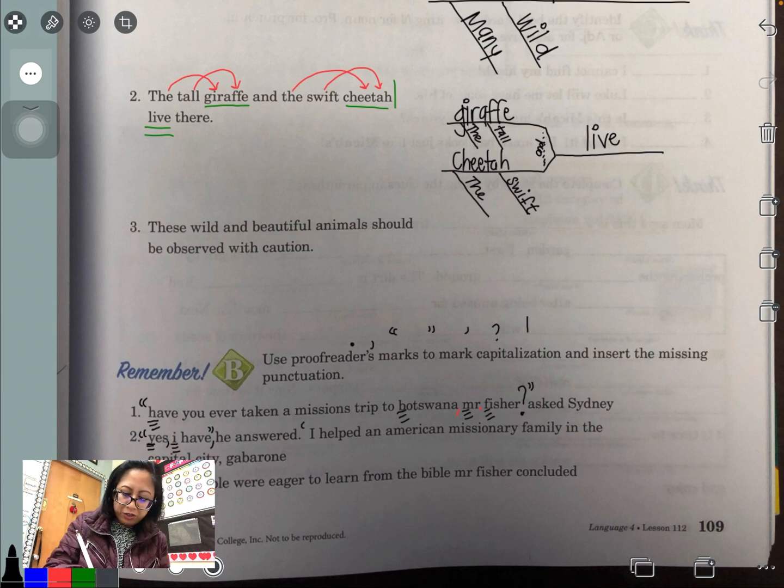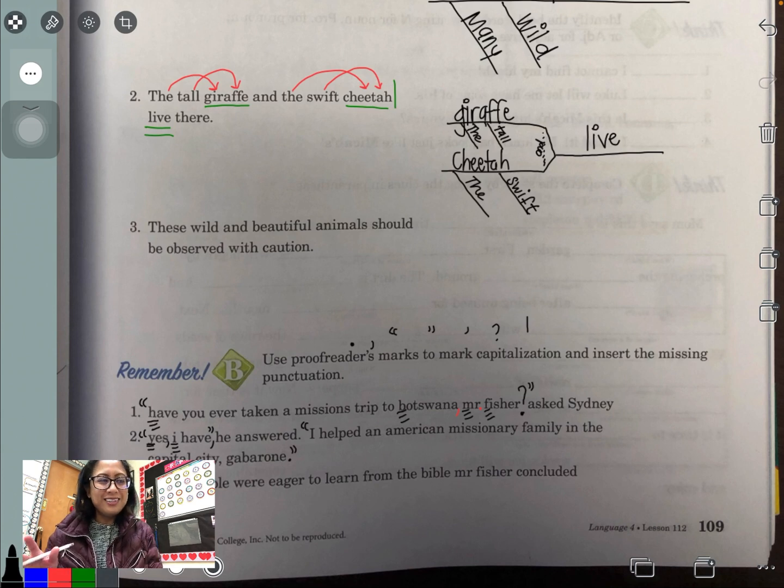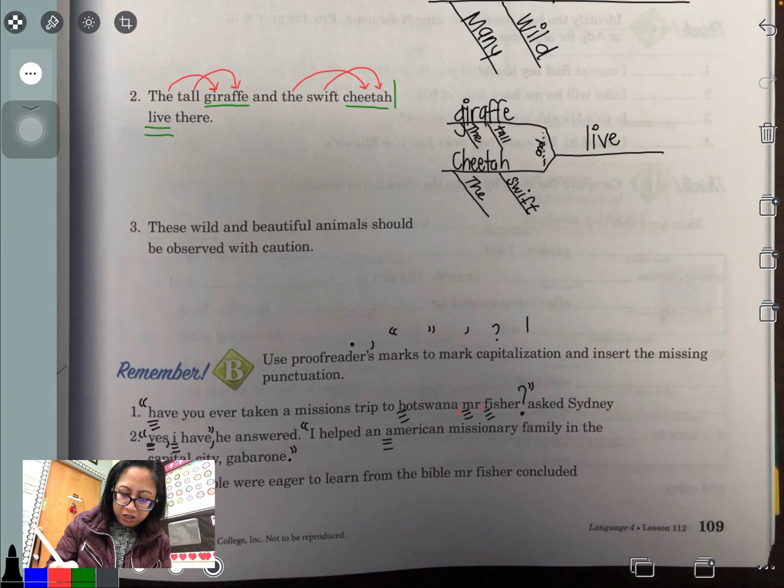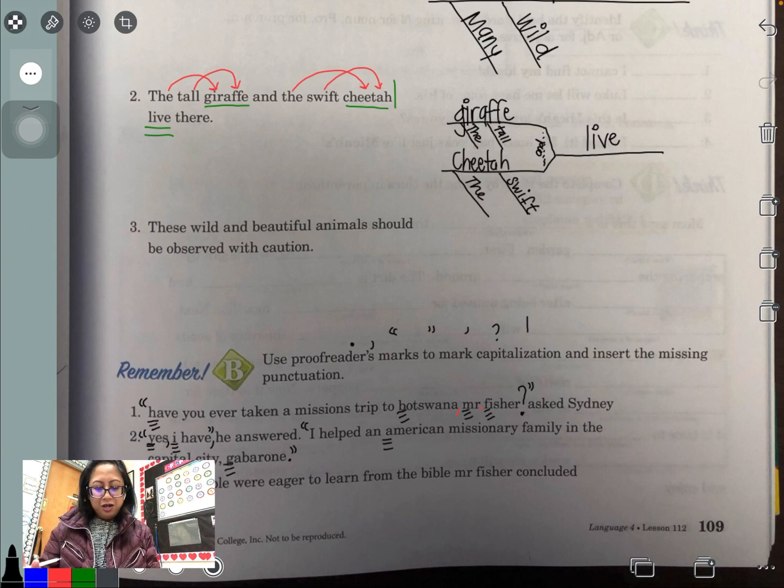And I'll put quotation marks around that. And he stops at Gaborone. We've got to capitalize American. That, we learned this yesterday, American is a proper adjective. It describes a noun, but it's capitalized. So I'm going to capitalize American missionary family in the capital city. Now, Gaborone is the name of the city, so I've got to capitalize Gaborone. Okay, I'm done. We're going to do number 3 at our Zoom meeting. Okay, so look forward to that.